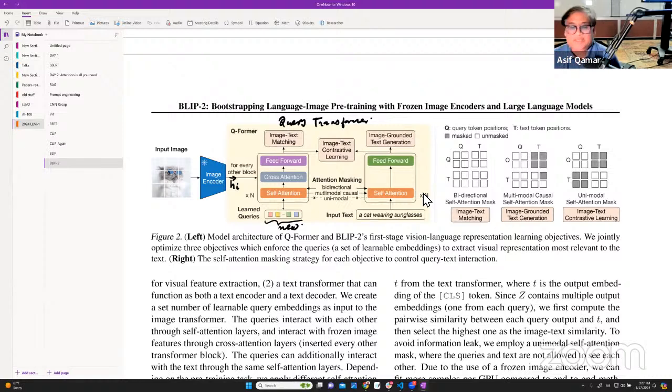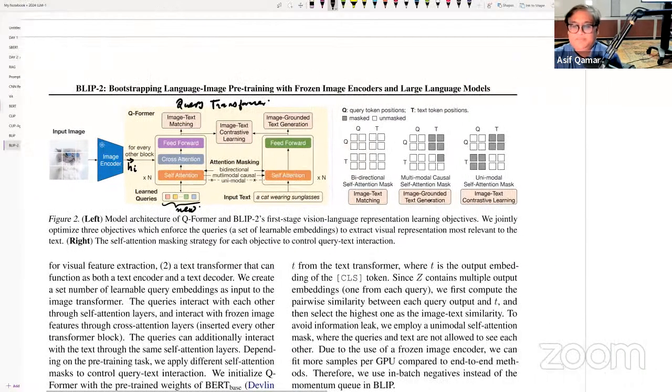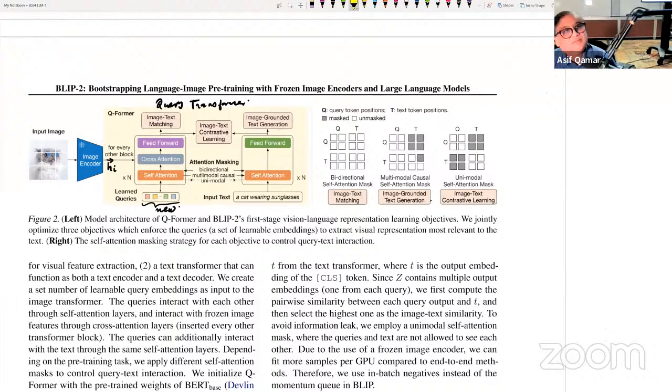Now comes an interesting part, which I want you to pay attention to in this diagram. I'm still confused about queries. So you're saying it's a bunch of learnable vectors? Okay, what does that look like though? In this case, you're giving in a cat. So what would your query be? Oh, it is independent of whatever input text goes.